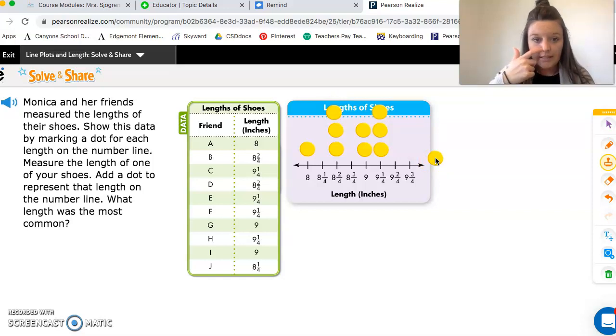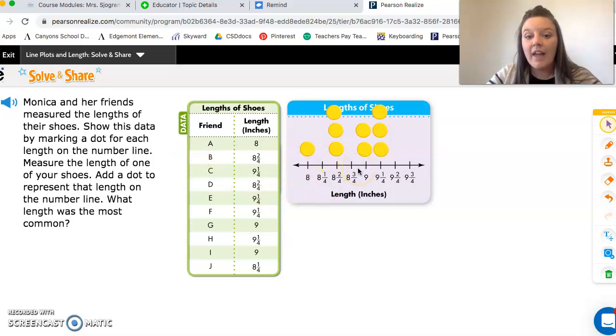So when we look at this data, we have a line plot where we have 1 at 8. So that's obviously the one with the least. The ones with the most on our line plot, without measuring our shoe, would be 8 2/4 and 9 1/4 because they both have 3. So today's solve and share was just looking at data and graphing that on a line plot.